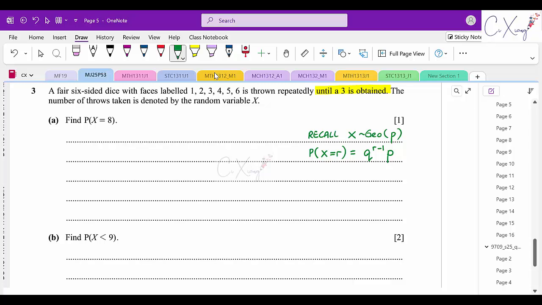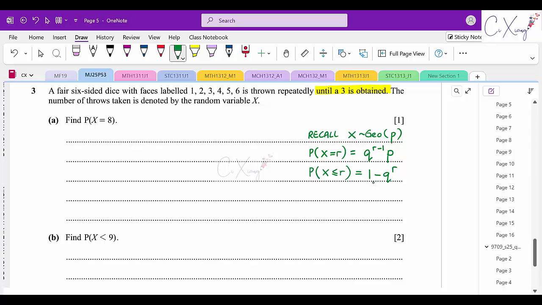Another formula that we use quite frequently is, if you have X smaller than or equal to r, you can have a shortcut formula where it equals 1 minus q power r. Okay, then for your information, this second formula, 1 minus q power r, is not provided in the formula booklet.